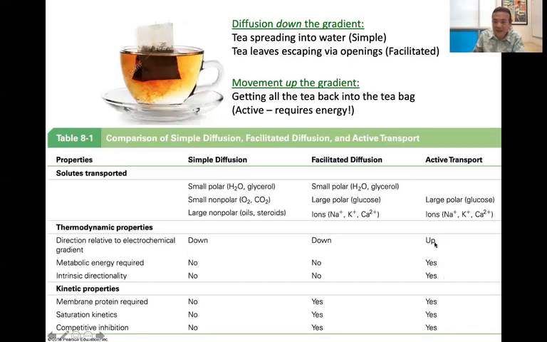And importantly, the direction that these things are moving in is up against the electrochemical gradient. This would require some sort of energy provided by the cell to fuel the proteins that are going to help them out. And so, yes, it's going to require membrane proteins. And yes, that means there's going to be the potential for saturation kinetics and competitive inhibition.